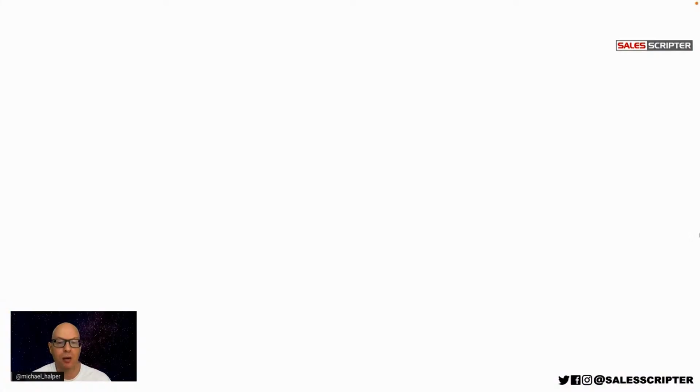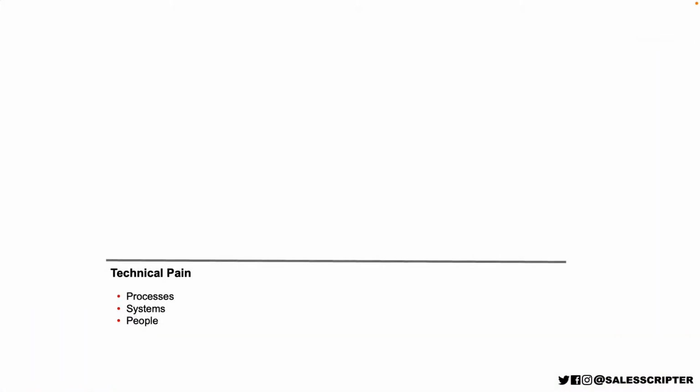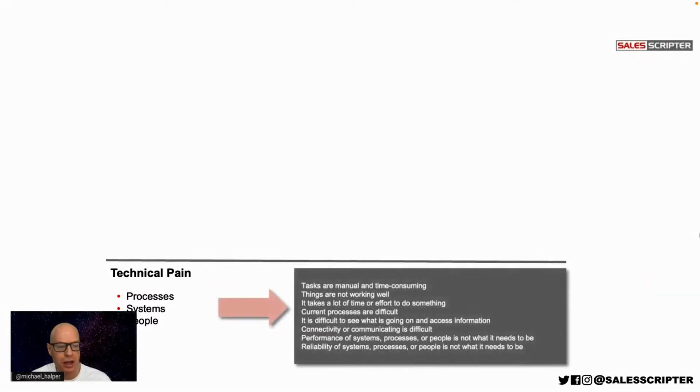Now, in the same way that we can break value down into 3 levels, we can break pain down into 3 levels. There's technical pain, which is when processes aren't working well, systems aren't working well, or people. So tasks are manual, things are not working well. It takes a lot of time and effort to do something. Things are difficult to see what's going on. Connectivity, communications is difficult. Performance, reliability aren't great.